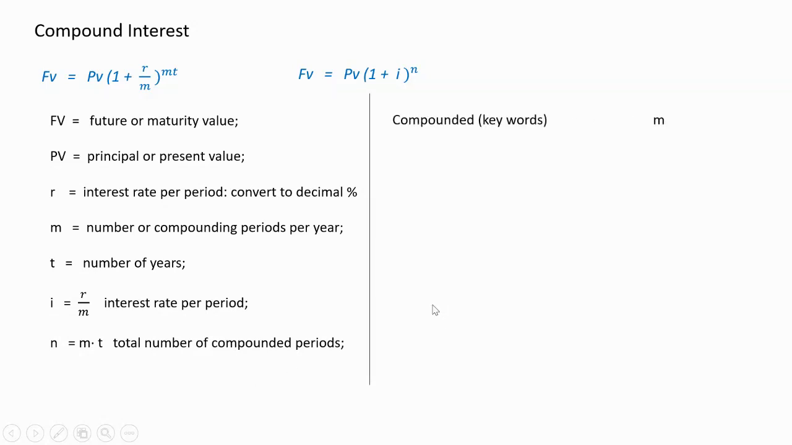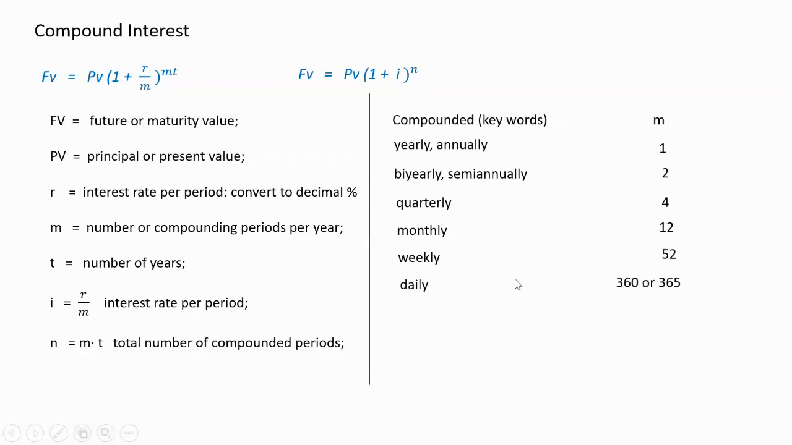Now here are the key words for compounded. So every time that you see the key word yearly or annually, it means that the m is equal to 1. When you see the words bi-yearly or semi-annually, my m is equal to 2. When you see the word quarterly, it means that my m is equal to 4. If it's monthly, it'll be 12. If it's weekly, it'll be 52.